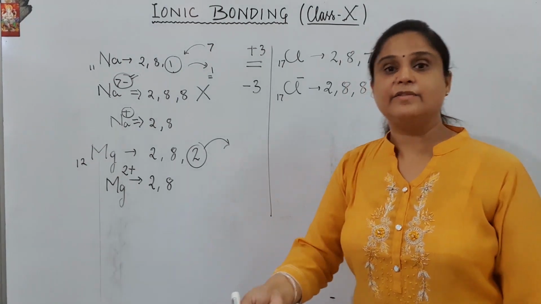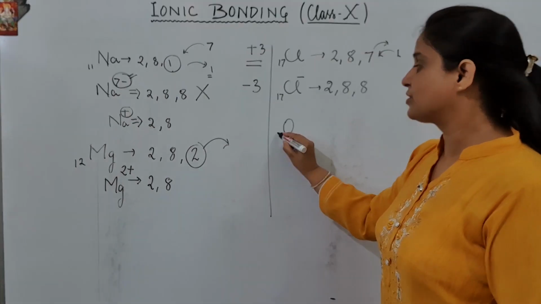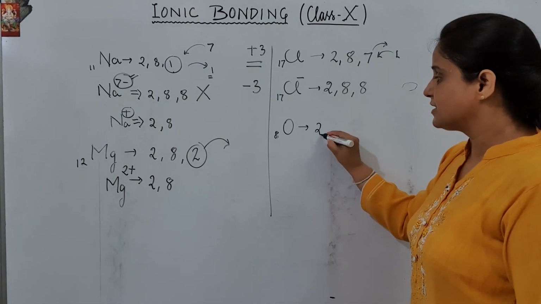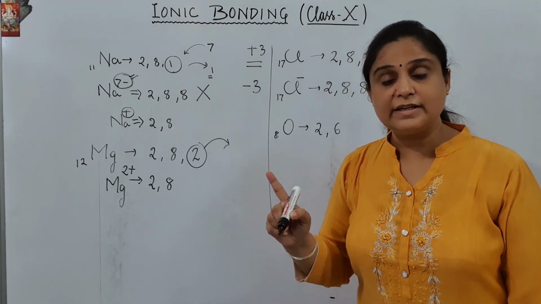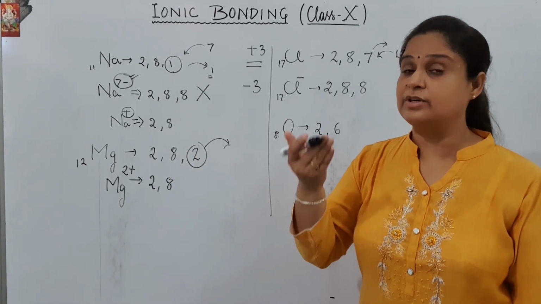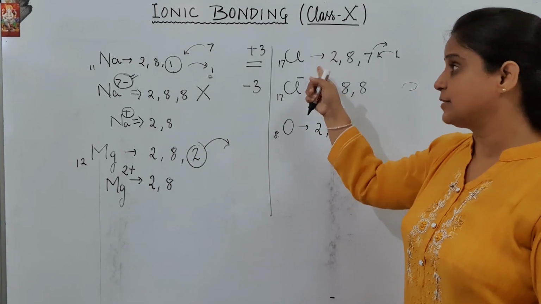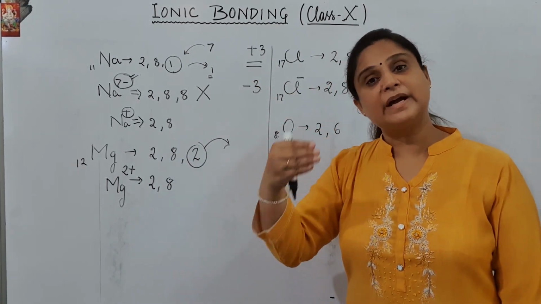In the same way, we can define another atom also, that is oxygen. Oxygen is 8. And what is the configuration of oxygen? 2 and 6. So what should this oxygen do? Either it should lose 6 electrons, or it should gain 2 electrons. What is easier? To gain 2. If it loses 6, इसके पास +6 charge आ जाएगा. If it gains 2, इसके ऊपर -2 charge आएगा.